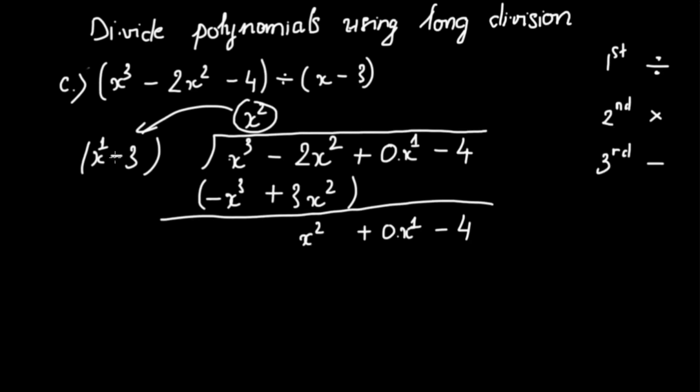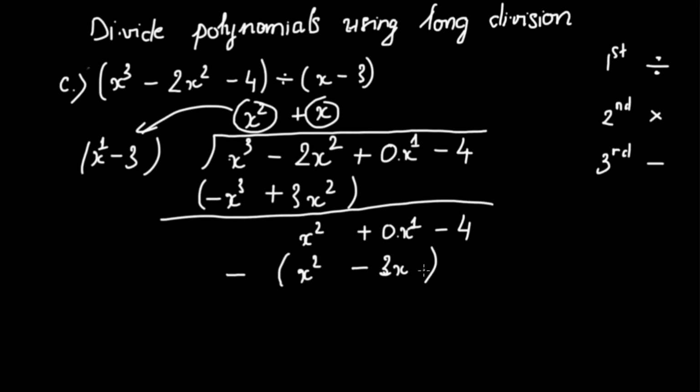So x squared divided by x, you get x. That was the first step, division. Then the next step is multiplication. You take this one, multiply back to the divisor. x times x, you get x squared right here. And x times minus 3, you get minus 3x. The last step is subtraction. You put the minus sign right here.